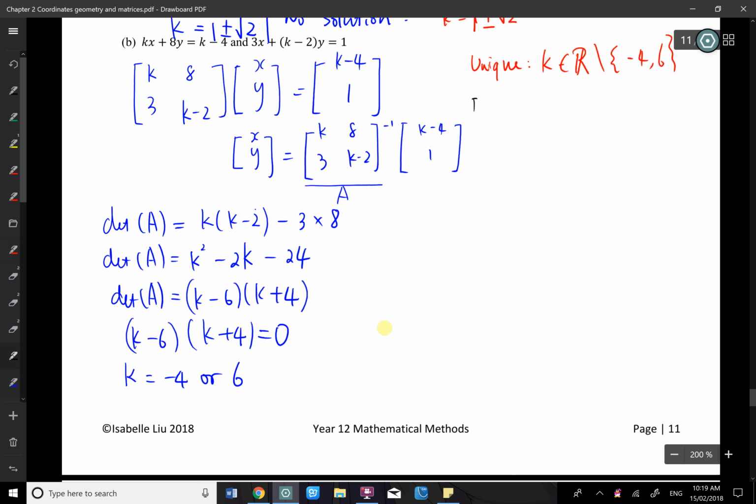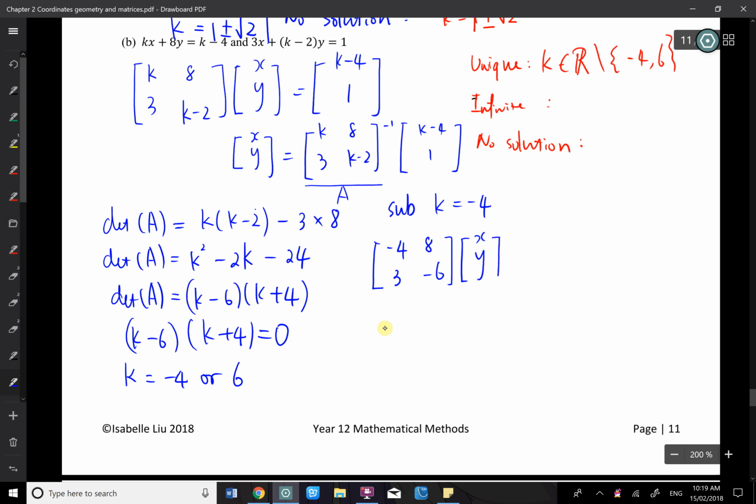Now I will have infinitely many solutions and no solutions. So I will substitute k equals -4 first. I need to test. So I have -4, 8, 3, -6, times x, y, equals -8 and 1.